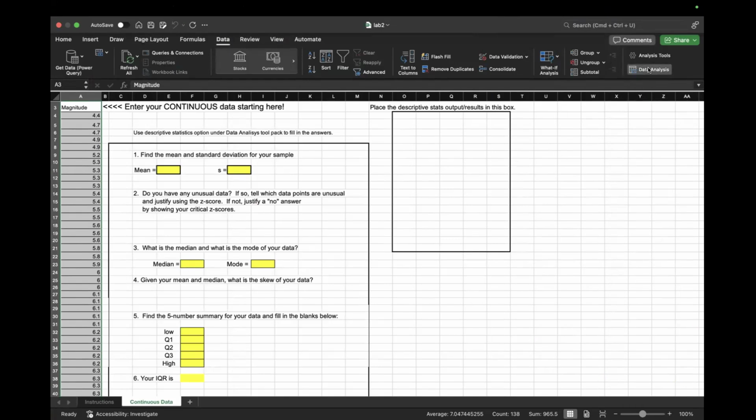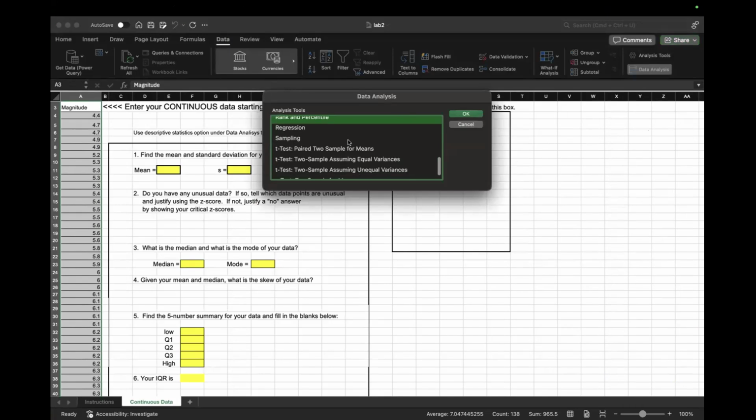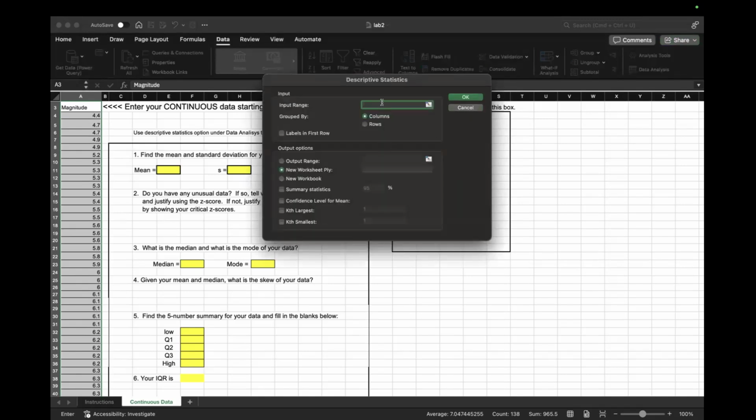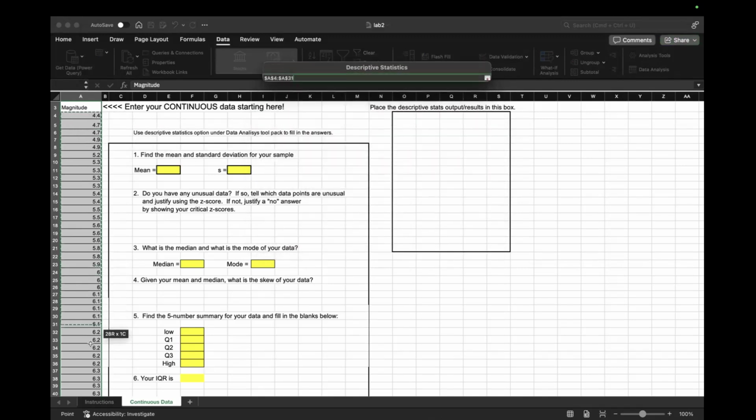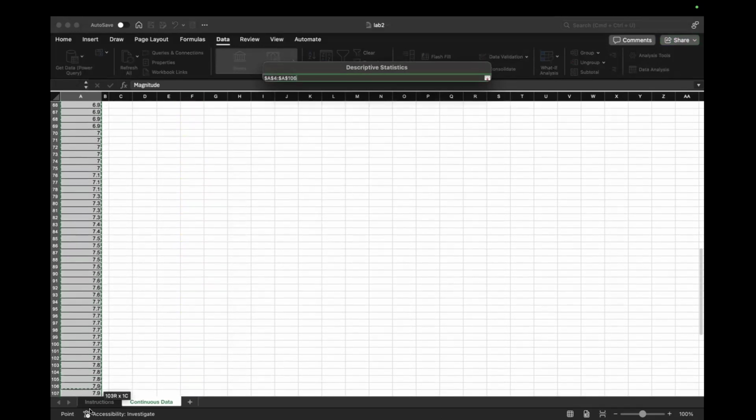So I'm going to click on data analysis and scroll down or scroll up. What I want is descriptive statistics. So click on data analysis and go to descriptive statistics and click OK. My input range, this is going to be my data. Input range is my data. I'm going to highlight all of my data here.